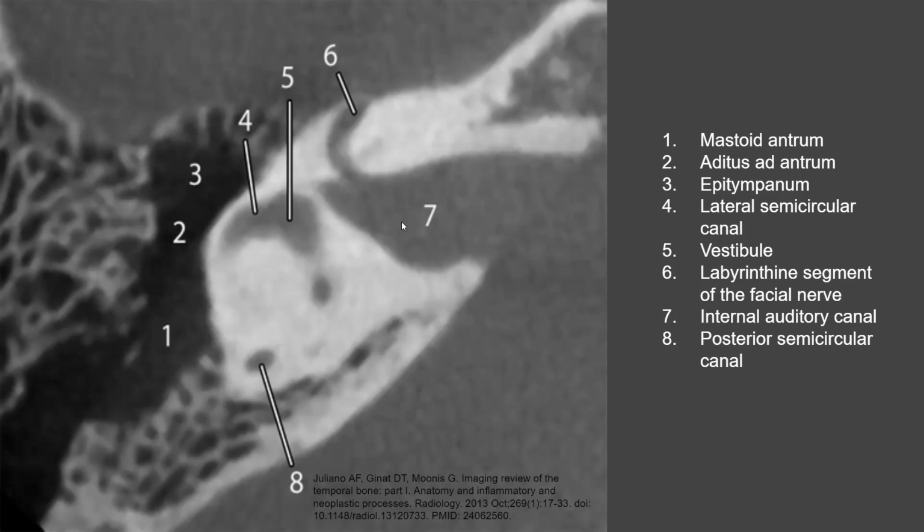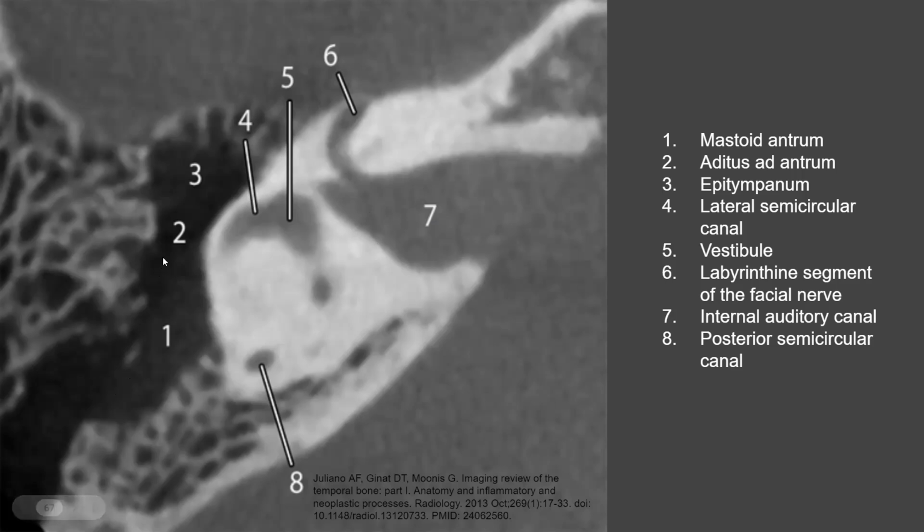Then we have the internal auditory canal, number seven, and cranial nerves seven and eight go through here. Seven comes out this way. Eight is called the vestibulocochlear nerve, and it goes to this vestibule, which we saw here, and the cochlea, which is out of plane, but we'll see in a second. And I already mentioned the posterior semicircular canal.